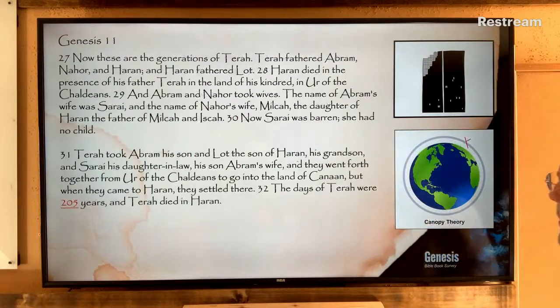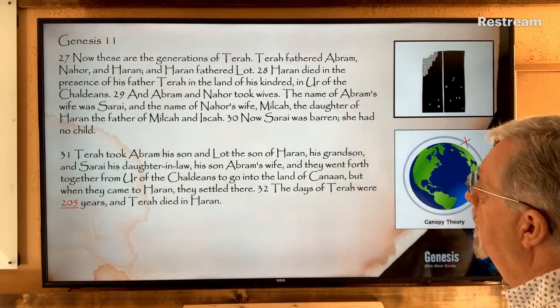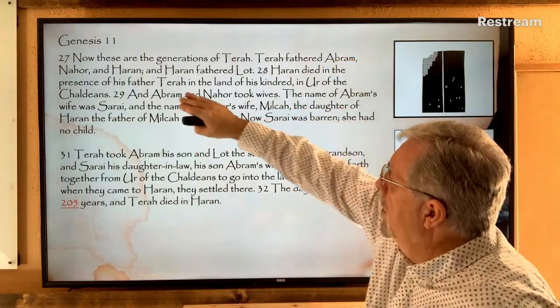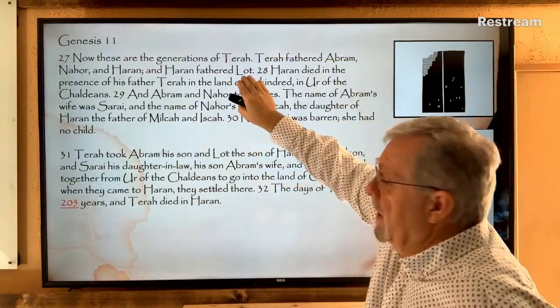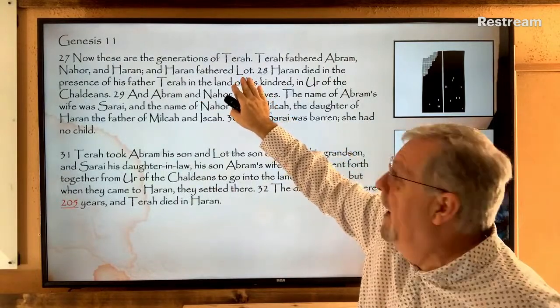All right, I think this is the last frame. Now, these are the generations of Terah. Remember, Terah is going to be the father of Abram. He fathered Abram, Nahor, and Haran. And Haran fathered Lot. You know the name Lot. Haran's going to die, and basically Abraham's going to raise Lot.